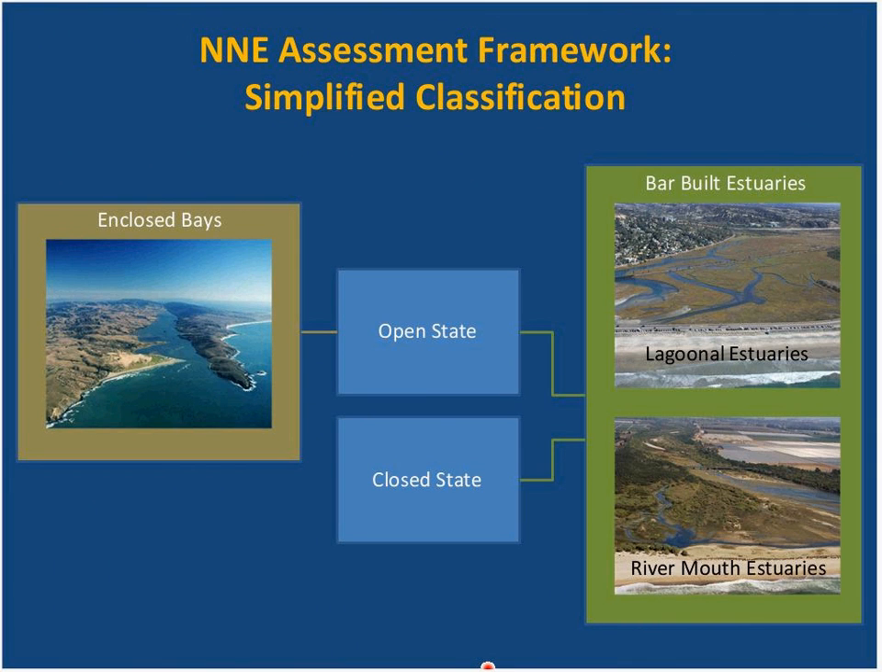When we think about classification, the more elaborate classification boils down into something quite simple, which is an estuary in an open state, so it's circulating with the ocean, or it's closed, in which you have a sandbar that's blocking it. And then we use this more simple classification to think about what indicators and what thresholds we would need to develop.